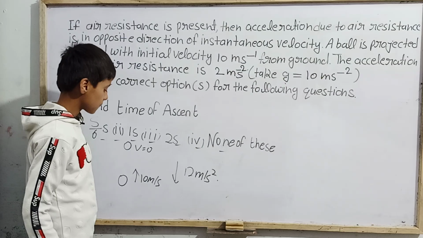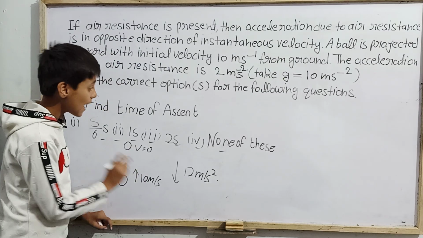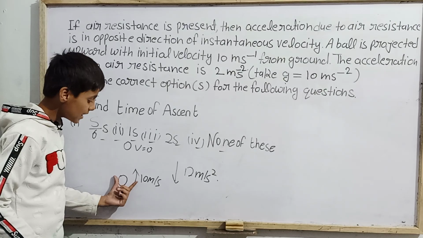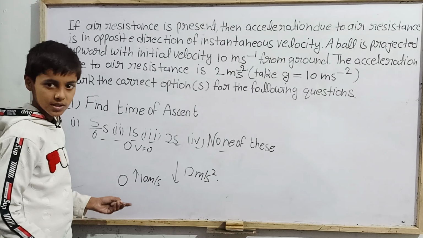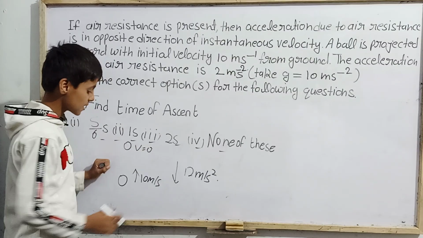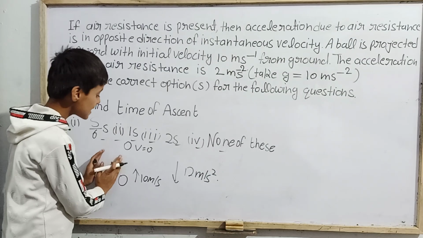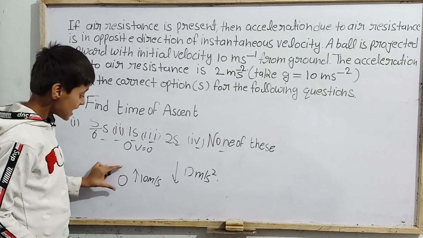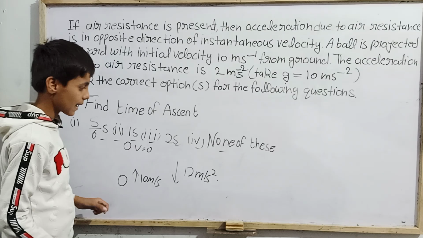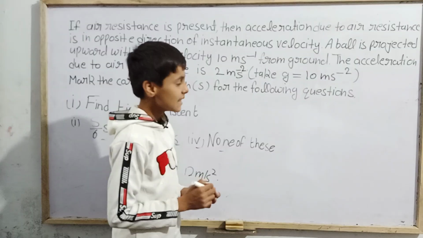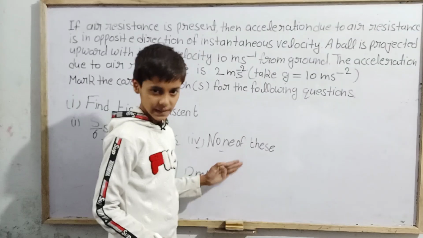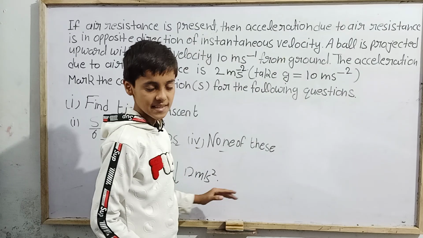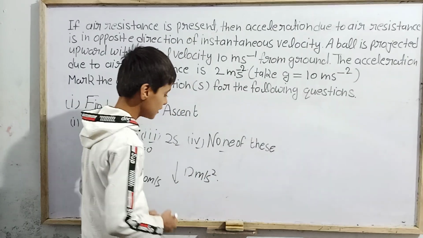Now, find the time of ascent, meaning the time in which the velocity goes from 10 meters per second to 0, that is, the time to reach the maximum height. In some cases we apply t equals u by g directly, but here air resistance is taken into account, so that formula will not be used.